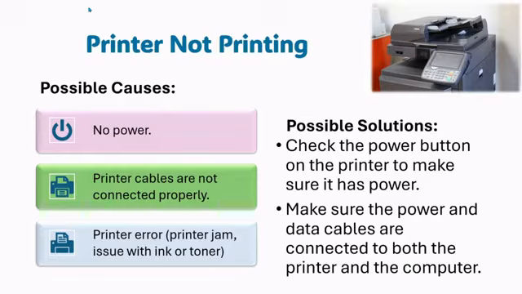So first and foremost, you're going to check the power button on the printer to make sure it has power. You have to make sure that the printer is on. You have to make sure that the cables are connected properly, both the one to the printer and the computer. And if there is a printer error, you have to ensure that you either clear the paper jam, or refill your ink or refill the toner in order to solve that problem. So you don't need to run and get a new printer. You can actually find the issue and fix it on your own.